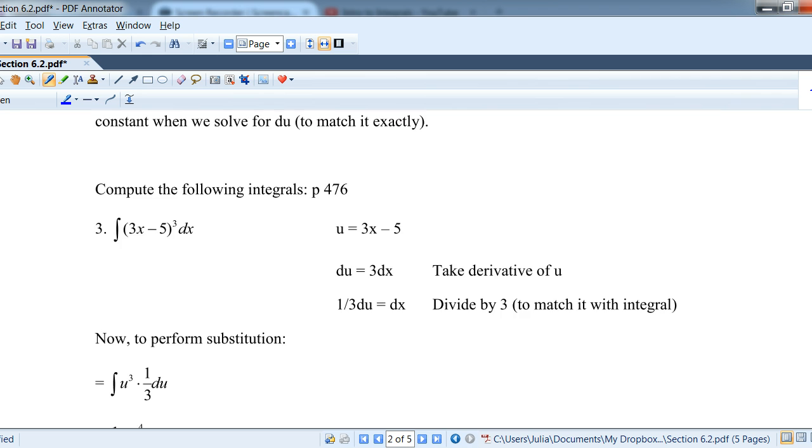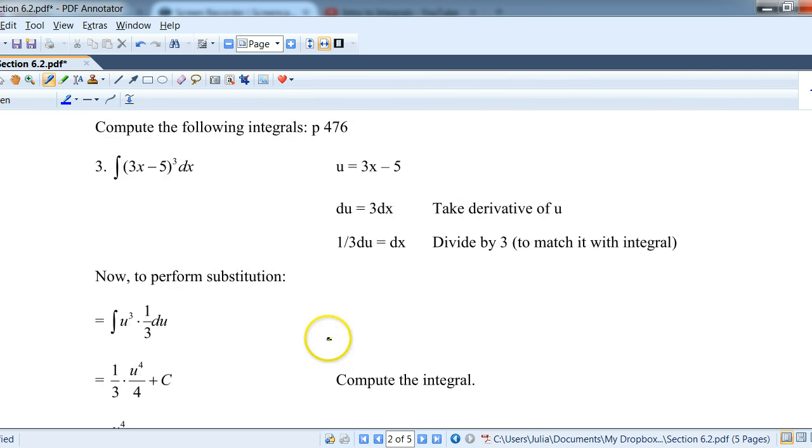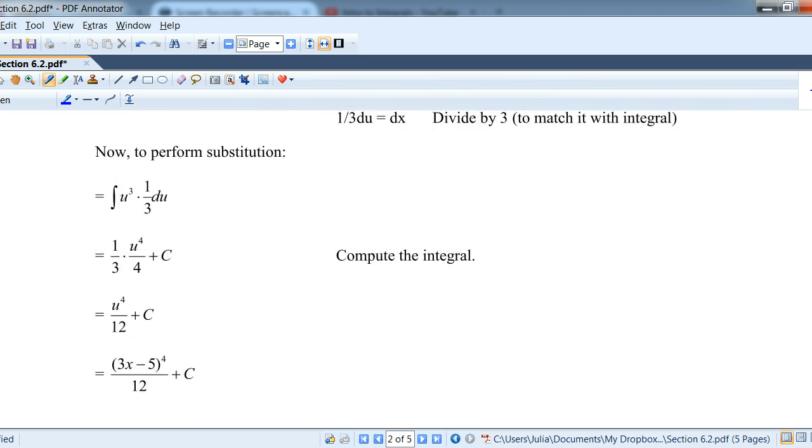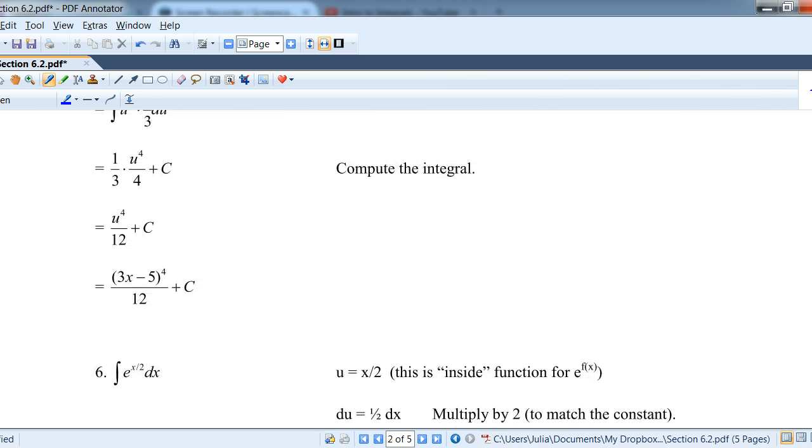And now we just have the u. 1/3 is just a constant, so you can take it outside of the integral, or basically I just took it outside and then I took the antiderivative of u to the 3rd, which becomes u to the 4 over 4 plus a constant. And to simplify it out, we can multiply it and substitute back. So you'll notice it's u to the 4 over 12 plus a constant, which is 3x minus 5 to the 4 over 12 plus a constant. And that's it. So the process is always the same.